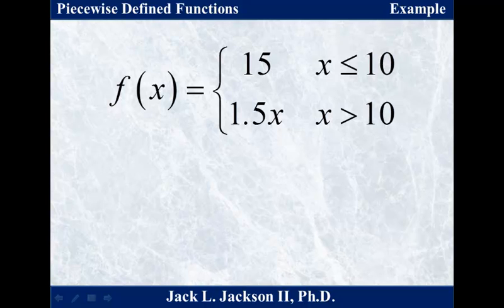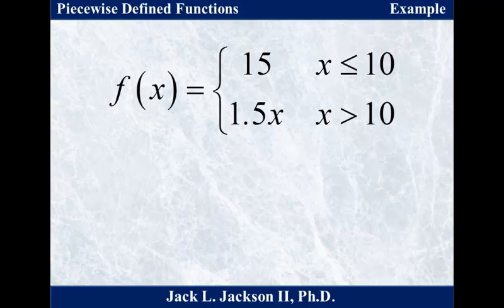Here's one: f of x equals 15 for x less than or equal to 10, and it's 1.5x for x greater than 10. So the receptionist looks at an input. Say they get an input of 5. The receptionist looks down at her rules and says, is 5 less than or equal to 10, or is 5 greater than 10? Well, 5 is less than or equal to 10, so you go to assembly line A. Assembly line A is not very imaginative. They always turn everything into a 15, no matter what. So what's the output? 15.